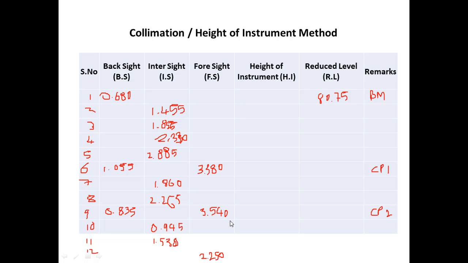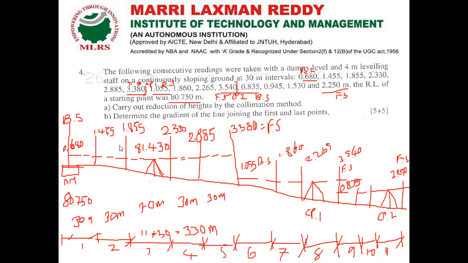Now we have to calculate the reduced level and height of instrument. So first, up to this, the height of instrument becomes 80.75 plus 0.680, so it becomes 81.430. Now 81.430 minus this 1.455 gives the RL value. Similarly, 81.430 minus 1.855 gives this RL value.